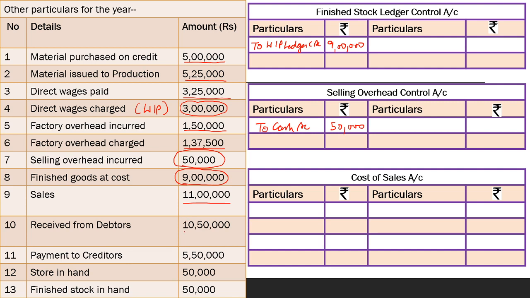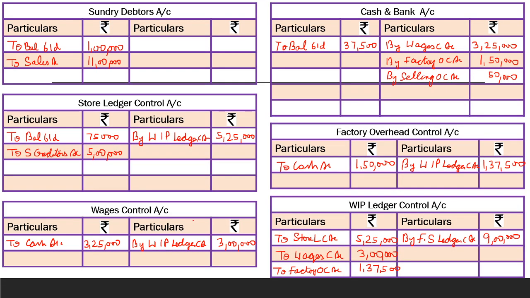Our next transaction is related with amount received from debtors. Now when the amount is received from the debtors, which is 10,50,000, in debtors account we write by cash because we receive the amount. So our entry is cash account debit to debtors account. So on the credit side of sundry debtors we write by cash account 10,50,000, and in cash account we write on the debit side to sundry debtors account 10,50,000.